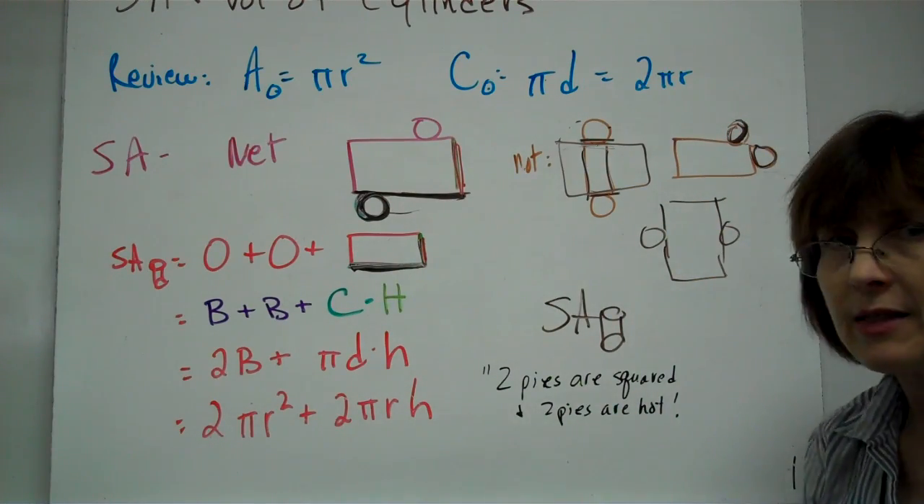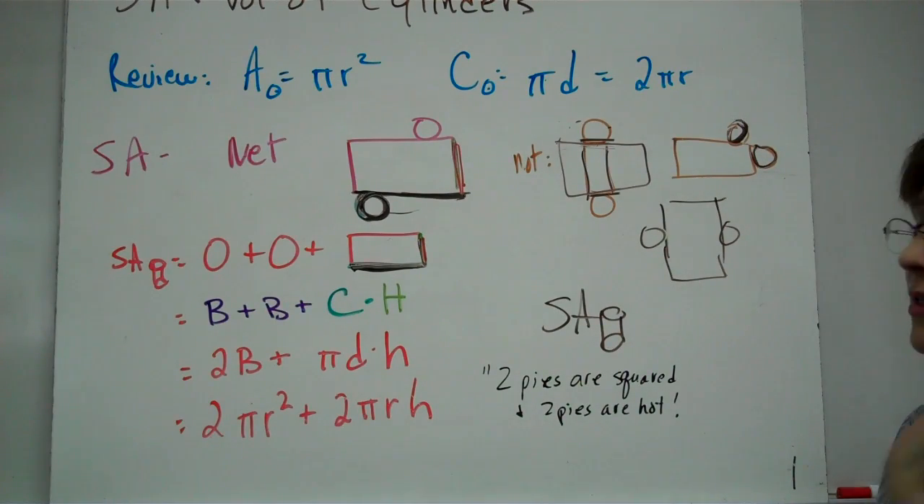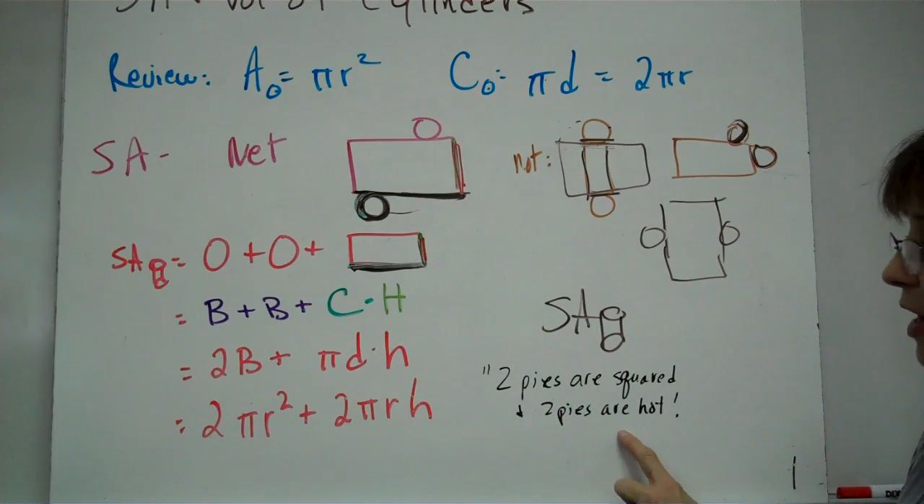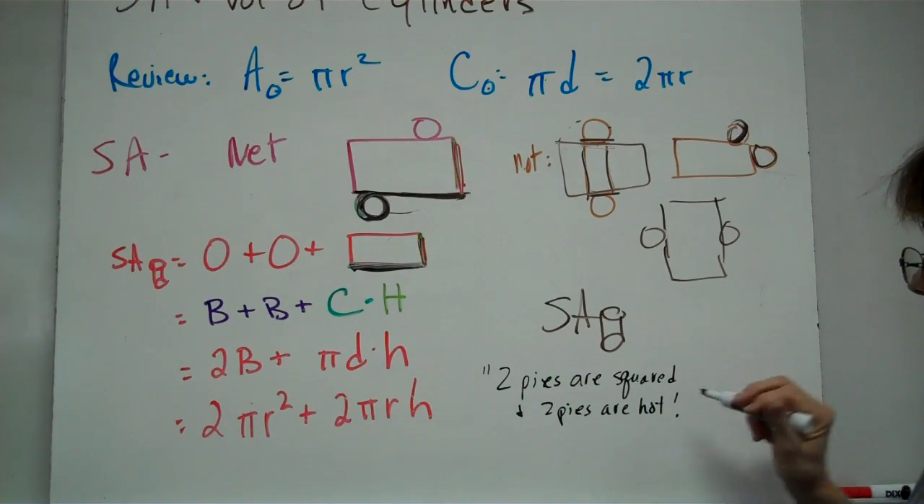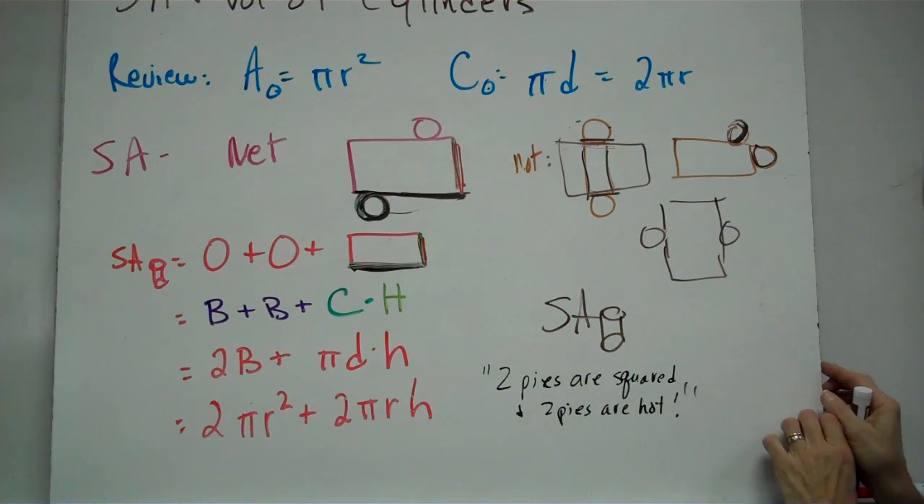And a way to think about this is if you think about going to McDonald's and you order pies. Now, I know that pies are not squared, but just pretend, and you can think, okay, 2 pies are squared and 2 pies are hot, because they're definitely hot when you go to McDonald's. So 2 pies are squared and 2 pies are hot. If you remember that, that'll help you remember the surface area for a cylinder.